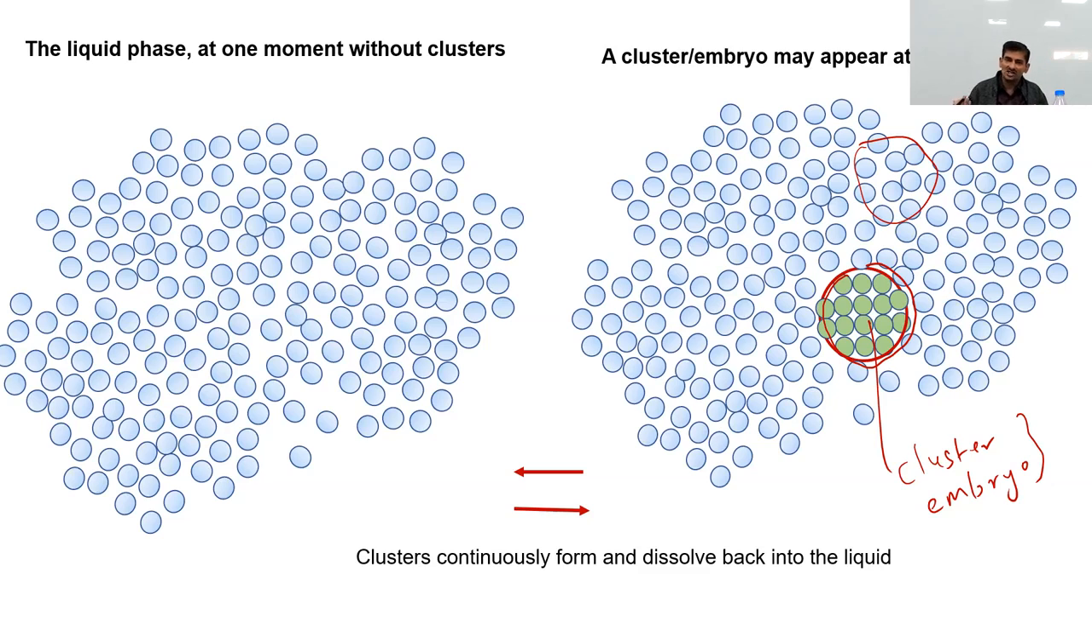They continuously vibrate around, and by chance, some of them can come together and give you something that looks like a crystalline arrangement, a crystalline cluster. It's a purely random event. They form, they go back, they form again somewhere else in the liquid, they go back again. But this is the fundamental process which is responsible for the subsequent growth of crystals. That is what we mean by nucleation. We'll come to that in a second.